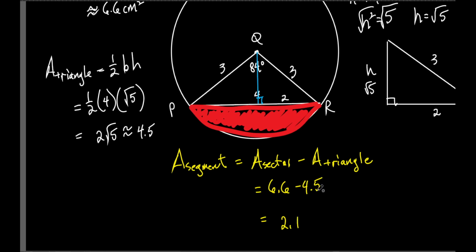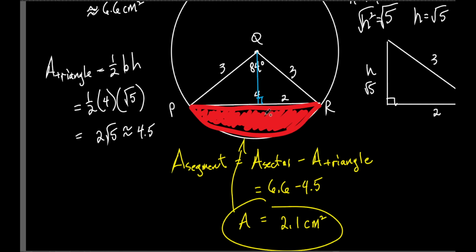Don't forget your units. I'm not going to carry my units through every single step that I did. I'll just put it at the end. So it's in centimeters, so it's what? Centimeters squared, because it is area. So that red part right there, that red is 2.1. Got it? The triangle is 4.5. The whole sector is 6.6.